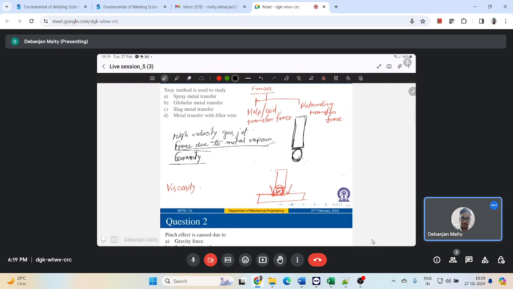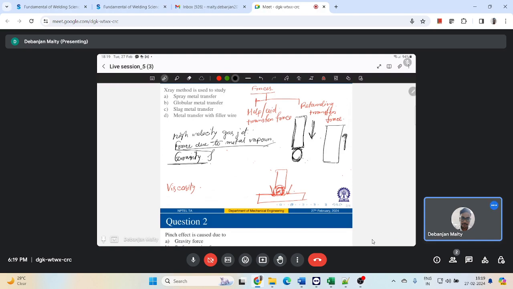So whenever you are joining, when you are keeping the electrode in the downward direction, gravity will help you, right? It is a detaching force when you are welding in some kind of flat position. But in case of overhead welding, when you have to move in the upward direction, gravity force will act as a retarding force, right?